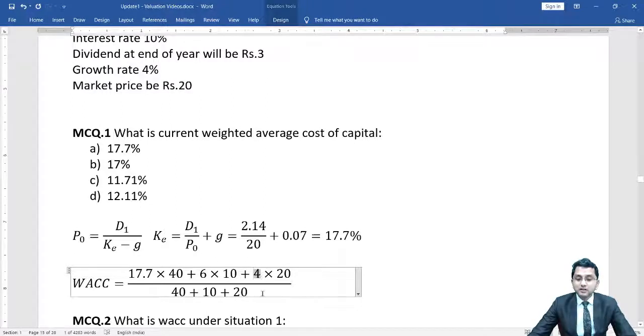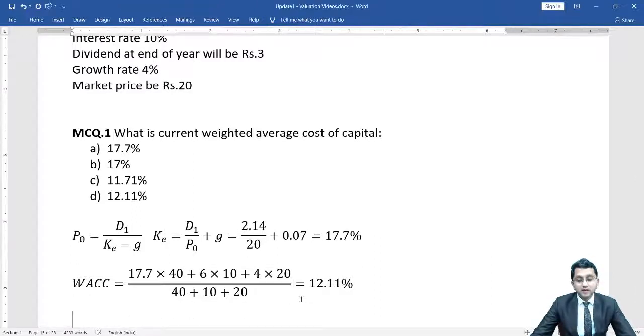And 8% debentures are there with income tax rate of 50%. So 8% after tax becomes 4%. And debentures are worth 20 lakh. So 40 lakh, 10 lakh, 20 lakh, total of weight in the denominator. When I solve it, I get it equal to 12.11%. I hope you also got the same answer. Is it? Have you got the same answer? 12.11? Congratulations. Not? Okay. Then check your answer with this answer and identify your error.